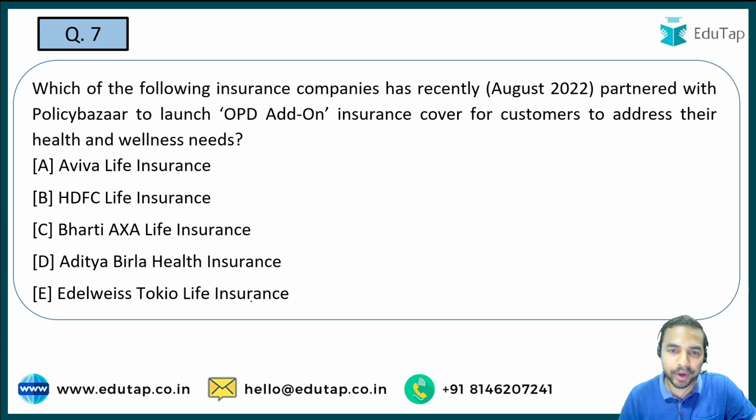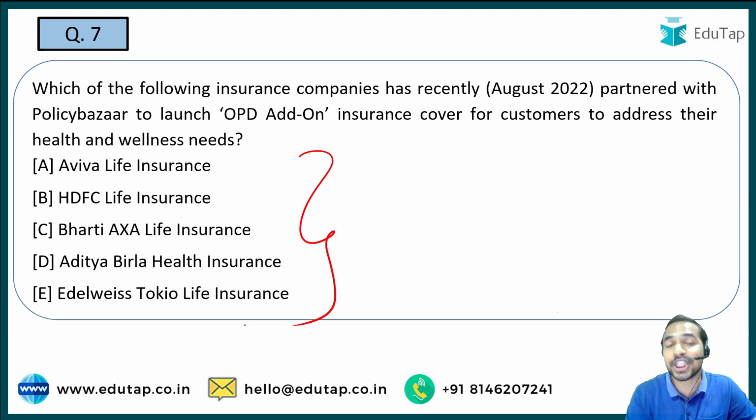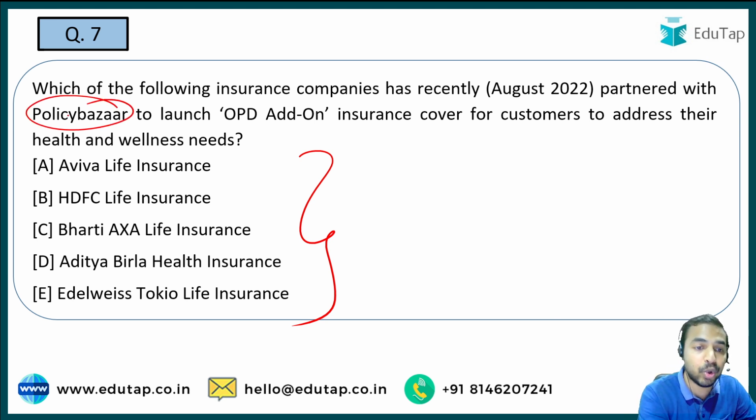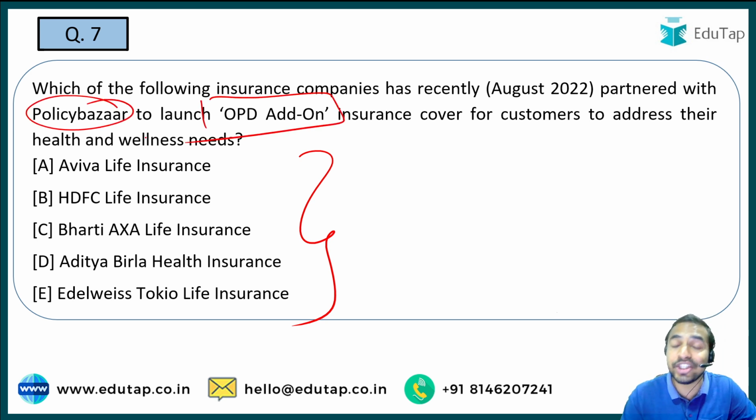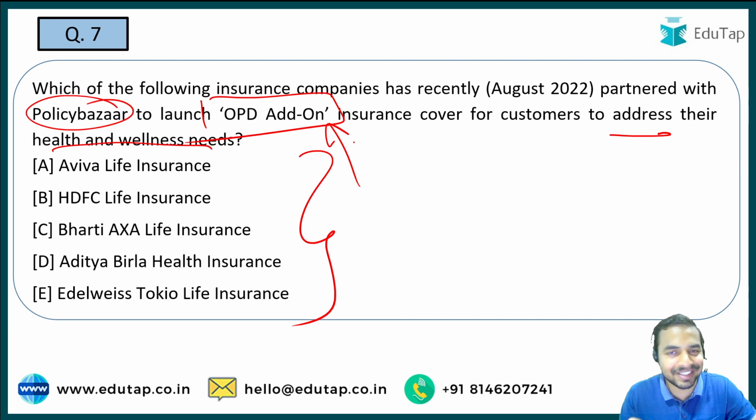Now guys, the next question: you are required to tell me the name of the insurance company which has partnered with Policybazaar to launch an OPD add-on insurance cover for customers to address their health and wellness needs. The insurance cover product that has been launched to address customers' health and wellness needs is called OPD Add-on. You have to tell me which insurance company Policybazaar has recently launched it with.